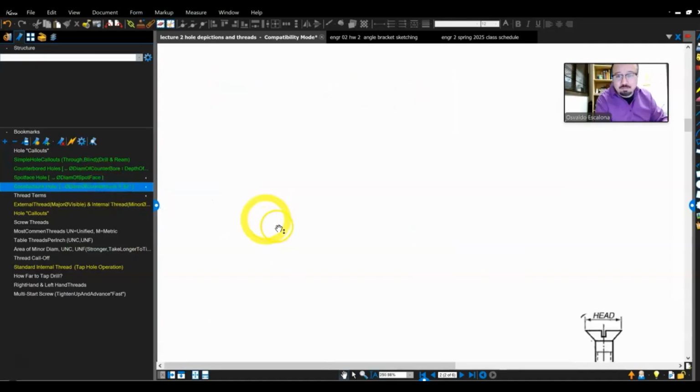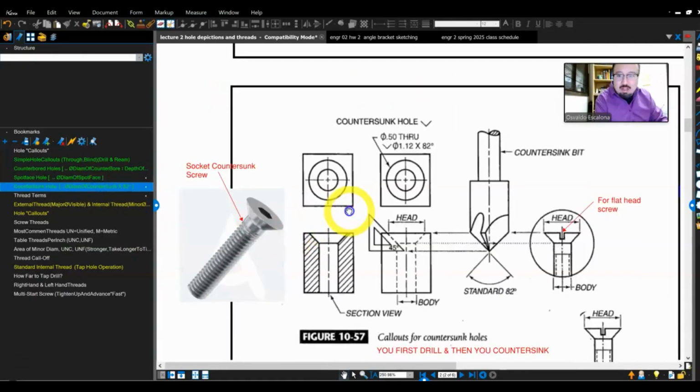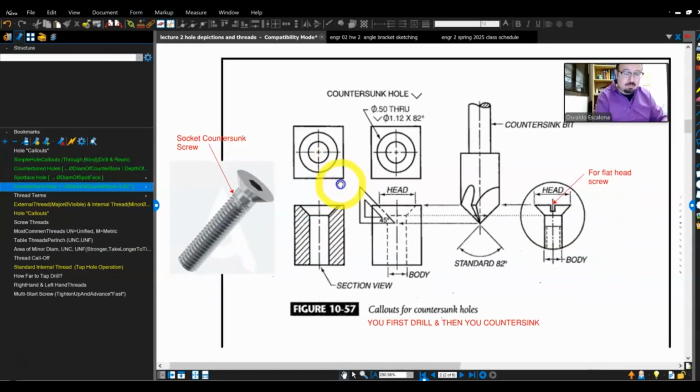The next one is what we call countersink holes. What do I mean with countersink? Do I have a countersink bit? No. Okay, so sometimes you get yourself this taper head, and that taper head is meant to grab the bolt, which has a taper head, and sit flush with your part.